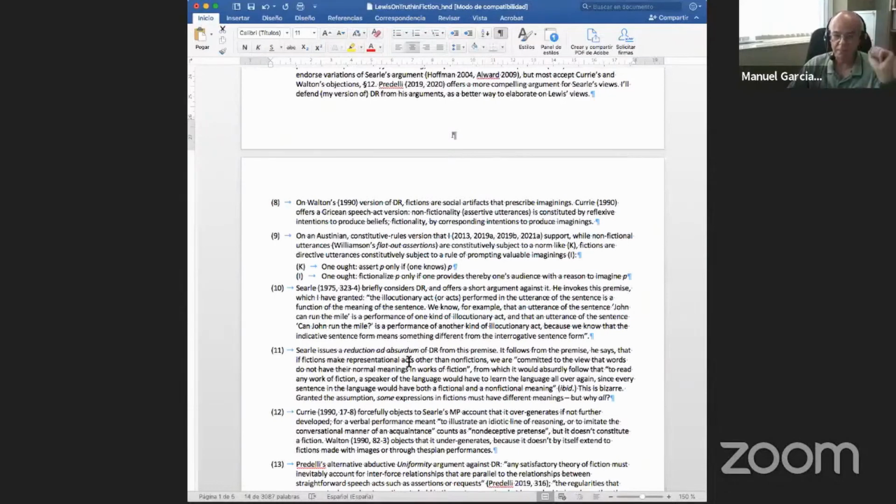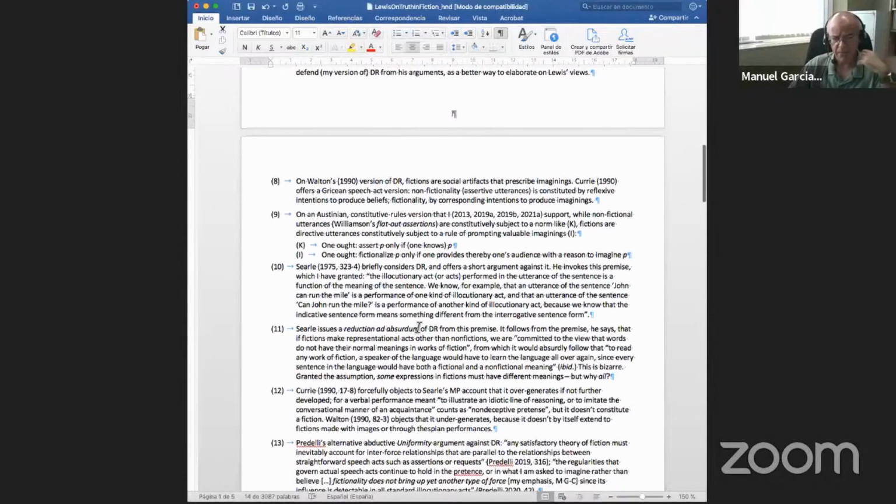of MP. On Walton's view, fictions are social artifacts that prescribe imaginings. Greg Currie offered a Gricean speech act version in the same year as Walton published his magnum opus. For Currie, non-fictional assertive utterances are constituted by Gricean reflexive intentions to produce belief, while fictionalizing is constituted by corresponding intentions to produce imaginings.